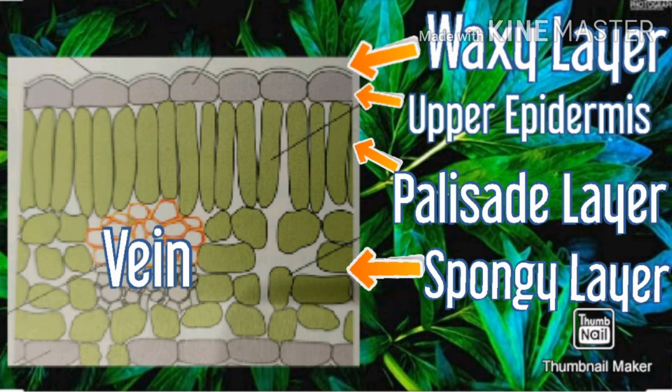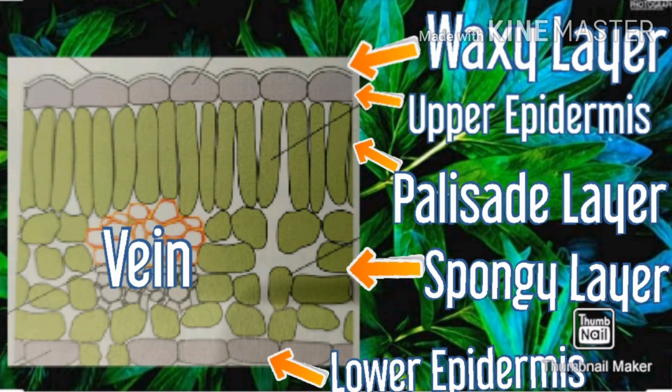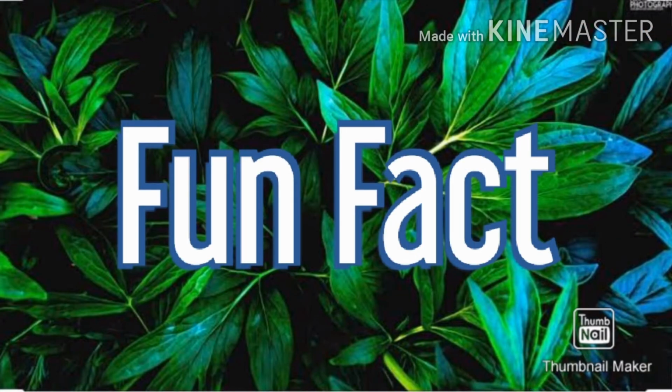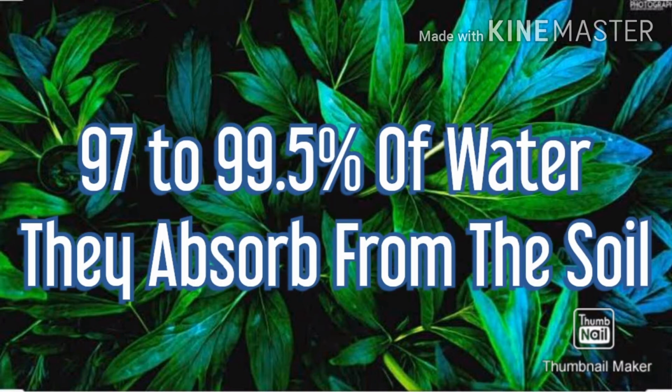This is a vein carrying water to the leaf. This is the lower epidermis. And finally, this is the stoma. It is a tiny hole in the lower epidermis which releases oxygen and excess water from the leaf and lets carbon dioxide from the air get into the leaf. Fun fact: plants release 97 to 99.5% of the water they absorb from the soil. Only a small amount of water is needed for photosynthesis.